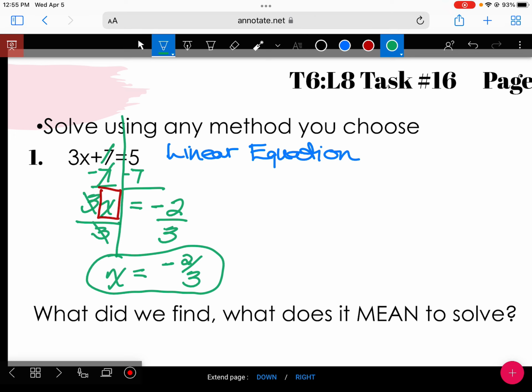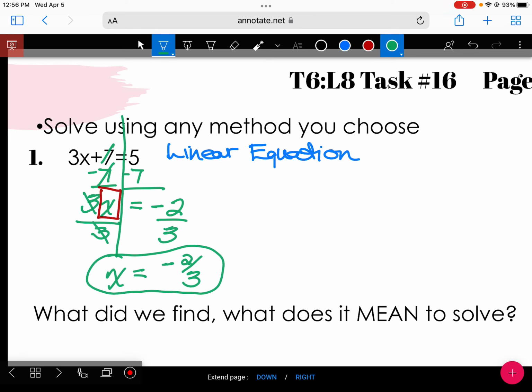What did we find? What does that mean to solve something? Okay, we have a solution. What does it mean to be a solution? I mean, you guys know how to solve a linear equation, but what does that actually mean? It means if you substitute a number in place of x, this number will make that equation true. Okay? It makes it true.